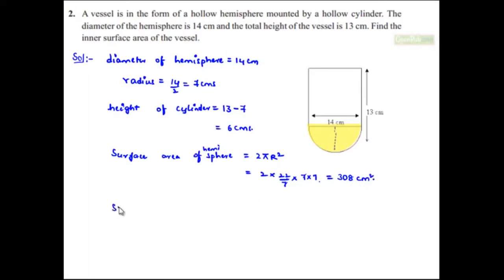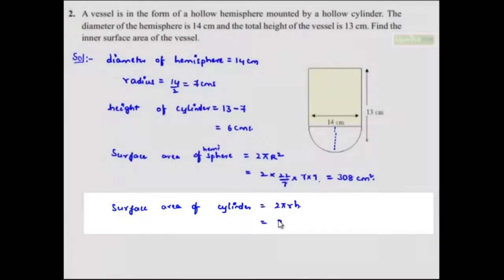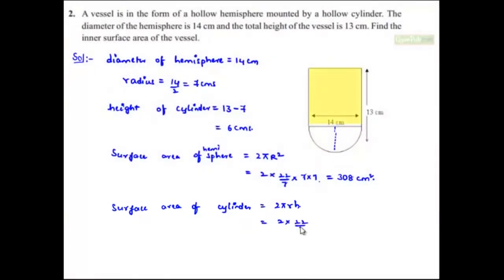Now let us also find the surface area of the cylinder, which is equal to 2 pi r h, that is 2 into 22 by 7 into 7 times 6, which is equal to, 7 goes in 7 one time, and 2 times 22 is 44, and 44 times 6 is 264 centimeters square.